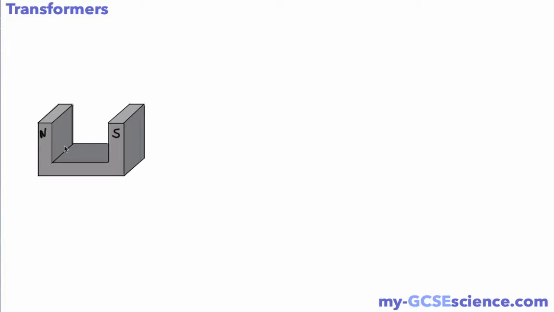So firstly, here I've got a magnet. This is a permanent magnet. We've got the north pole on this side and the south on this side, and what we can do is get a piece of wire and run it through the magnetic field. So the magnetic field runs from north to south, as we know, in this direction.